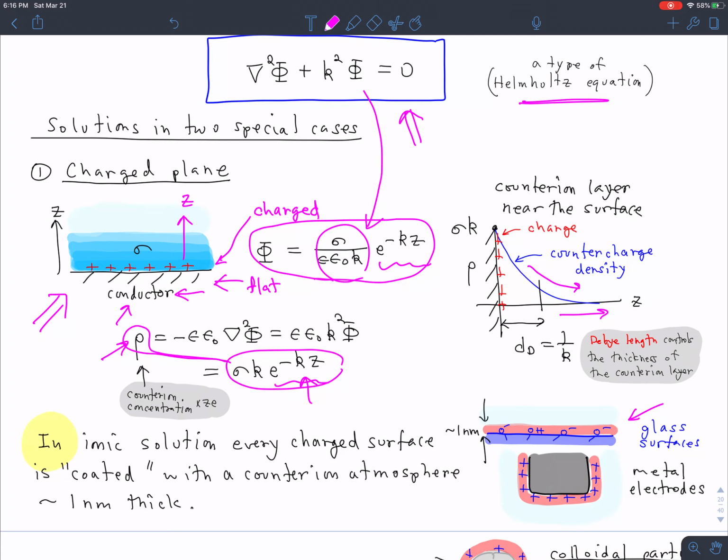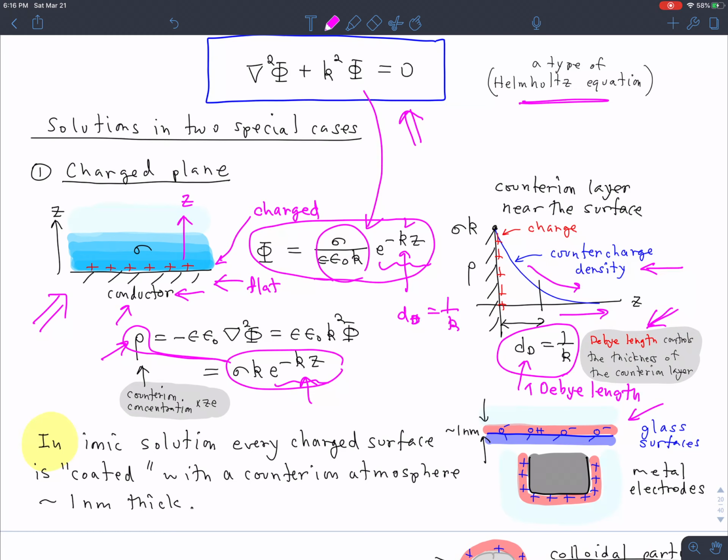The important thing is how fast does it decay? And it decays with this characteristic decay constant, which is given by 1 over kappa, that constant I pointed out before, and which is, yes, called the Debye length. And so the thickness of the counterion atmosphere around the surface, away from the surface, is about 1 Debye length. Whatever that Debye length happens to be.